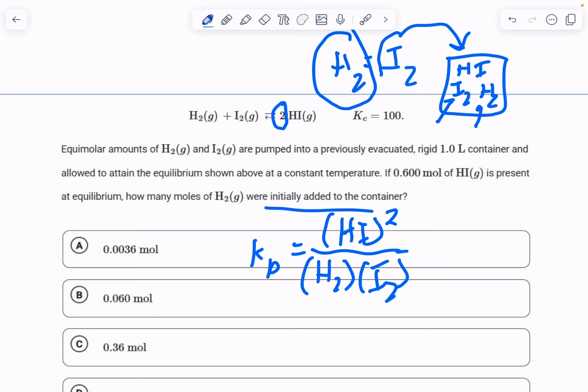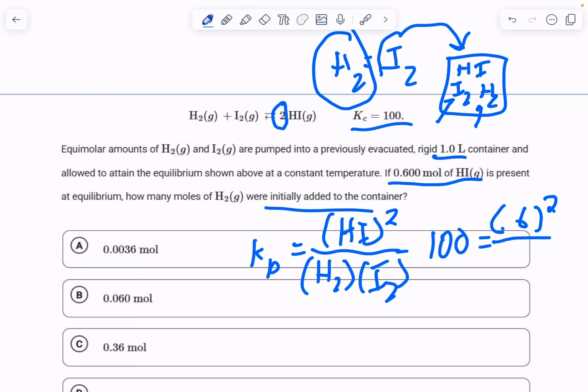And then I'm going to plug in the numbers that I know. I know that Kp is 100, and I get that from here. So 100 is equal to 0.6 squared. The reason it's 0.6 squared is that it comes from right here. Really, that's the moles, but since it's a 1 liter container, the molarity of HI will be 0.6 molar.